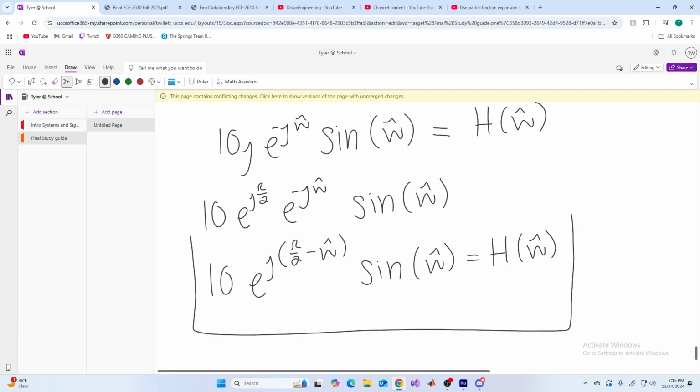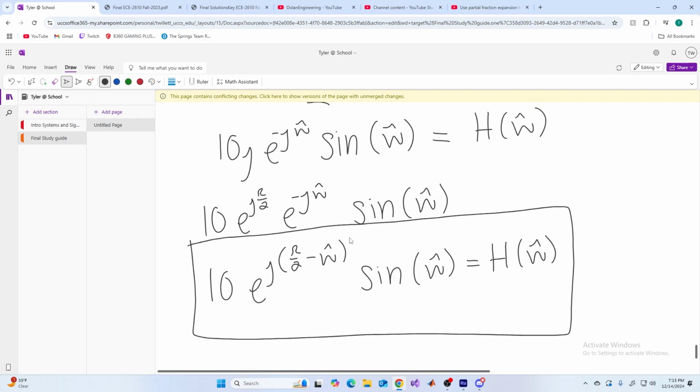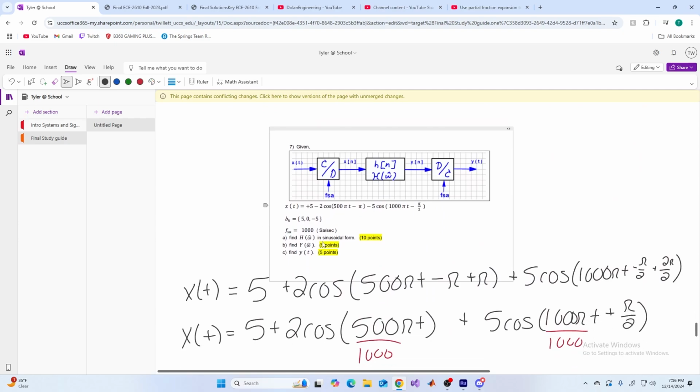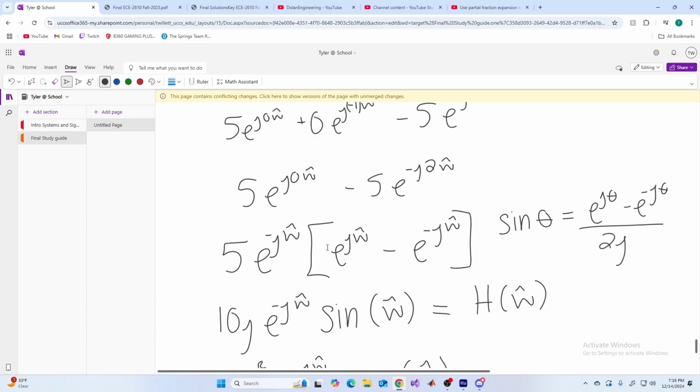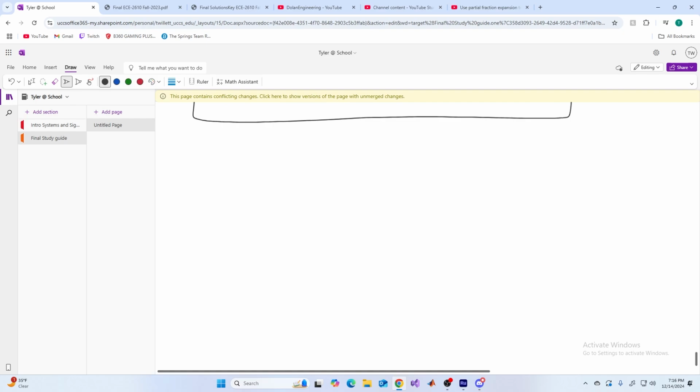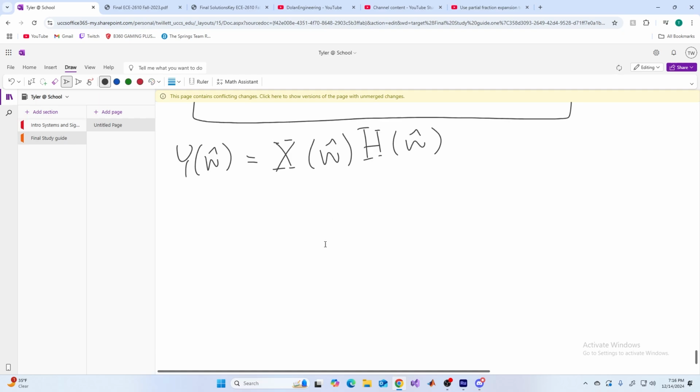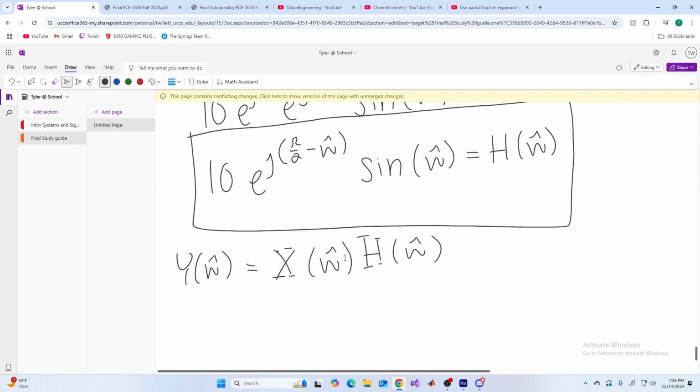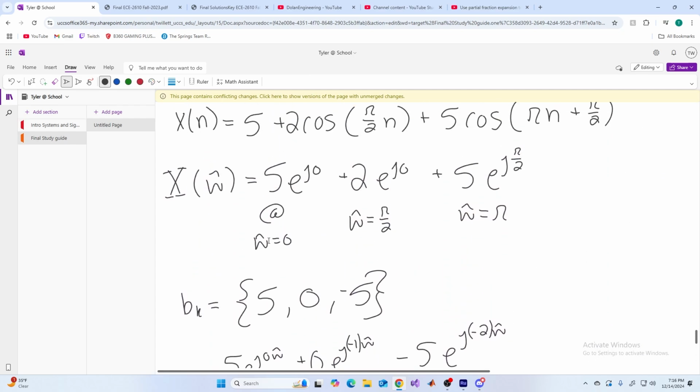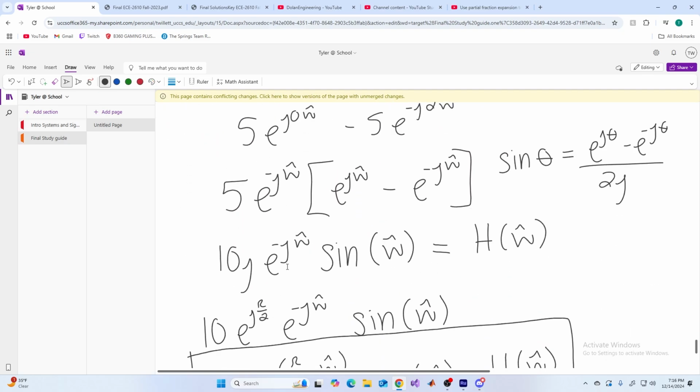This is part A. Part B is now asking to find y sub w hat. Perfect. Y sub w hat equals x of w hat times h of w hat at the specific w hat. So I need to find it for each of them. So let's look at the first one. Let's go to our x. We want w hat equals 0, which is perfect.